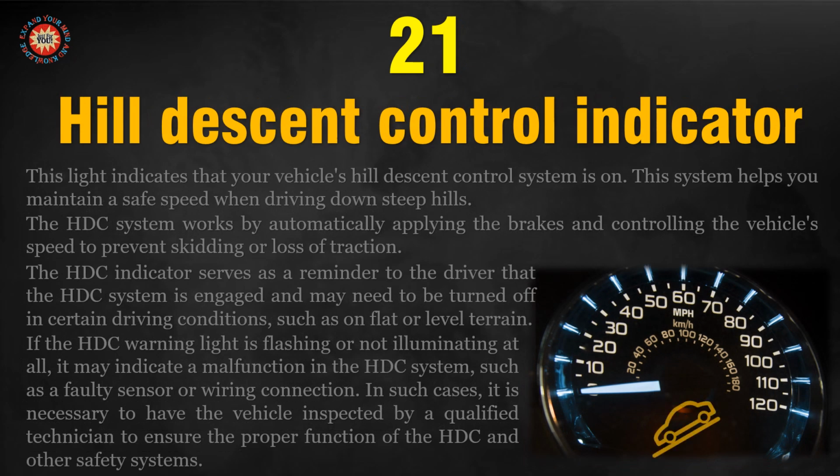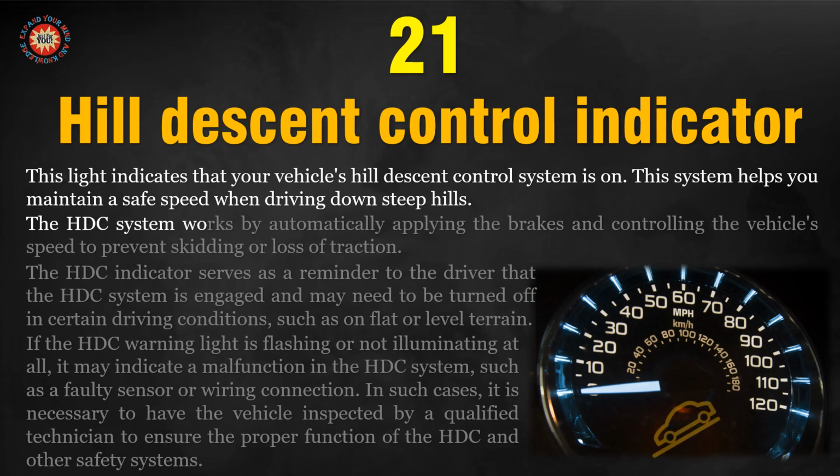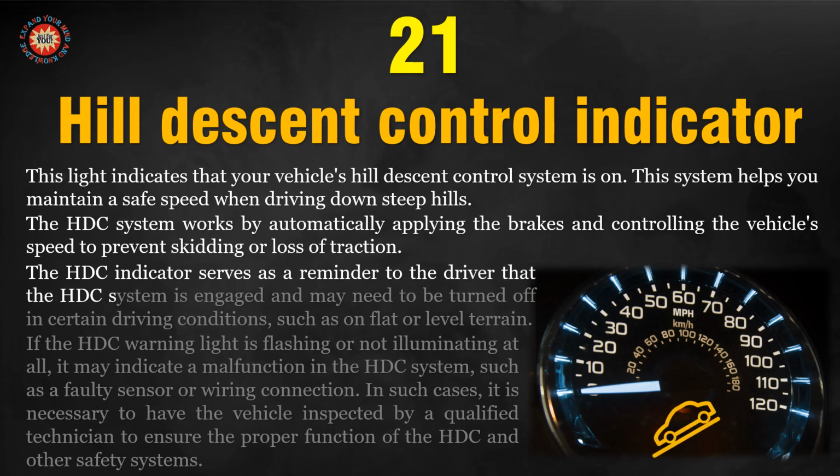Symbol 21. Hill Descent Control indicator. This light indicates that your vehicle's hill descent control system is on. This system helps you maintain a safe speed when driving down steep hills. The HDC system works by automatically applying the brakes and controlling the vehicle's speed to prevent skidding or loss of traction. The HDC indicator serves as a reminder to the driver that the HDC system is engaged and may need to be turned off in certain driving conditions, such as on flat or level terrain.